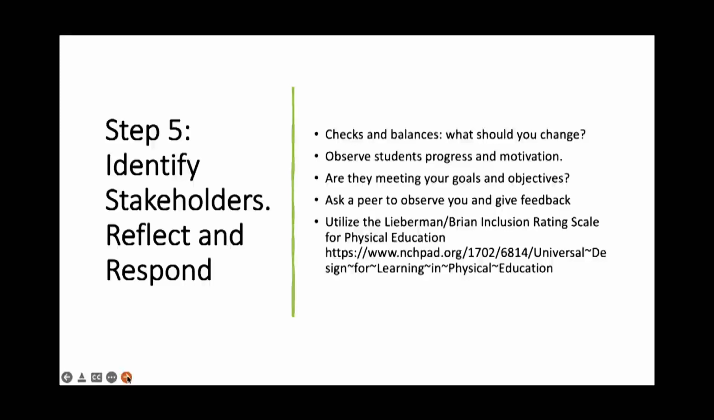And if anybody wants a validated rating scale, you can click on this when you get this PowerPoint. It's called the Lieberman-Bryan Inclusion Rating Scale for Physical Education, that literally does give you the checks and balances from when the kids walk into the gym until they leave, and you can actually give yourself a score of how much effort you put into your inclusion. We encourage you to use this instrument as it's a valid instrument, and it's pretty easy to understand.